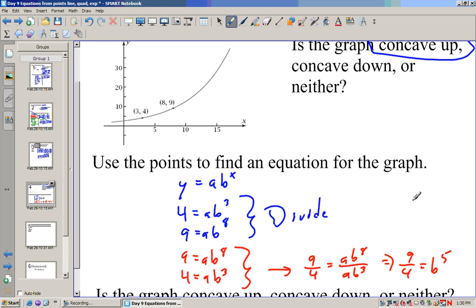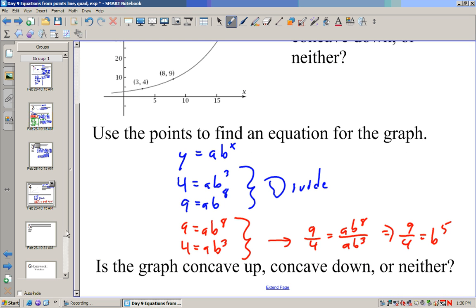So now to solve this, I have to take the fifth root of 9/4. So on my trusty calculator, I'll take the fifth root of 9/4. That's 1.176. So b is equal to 1.176. Now I'm going to plug that into the equation up here. You can use either equation. I'm going to use the top one.